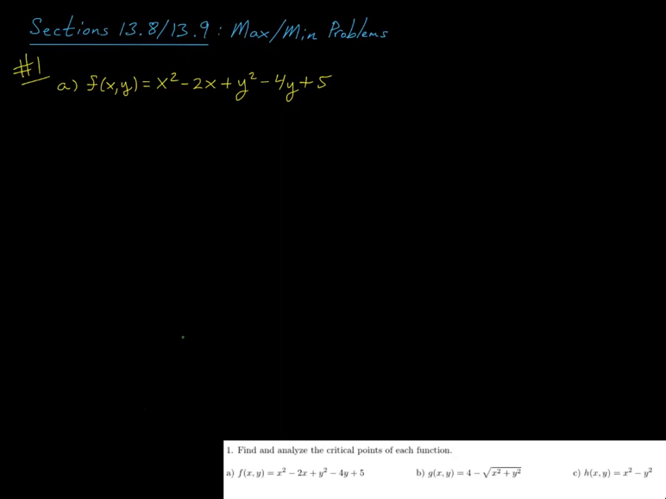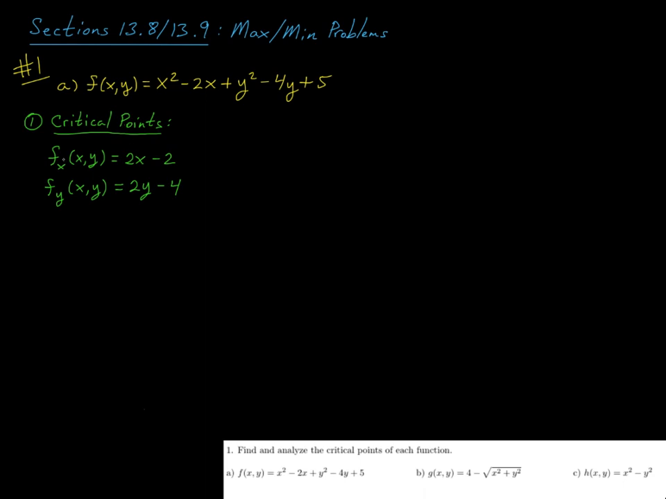Next up is question 1 on the worksheet. It says to find and analyze the critical points of each function. And for part A, we're looking at the function f(x,y) equals x squared minus 2x plus y squared minus 4y plus 5. As outlined in the last video, our first step is to find the critical points.